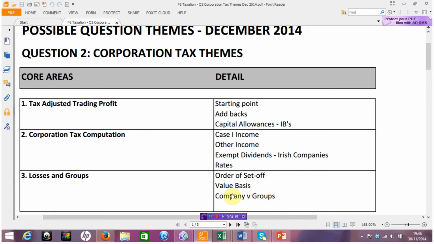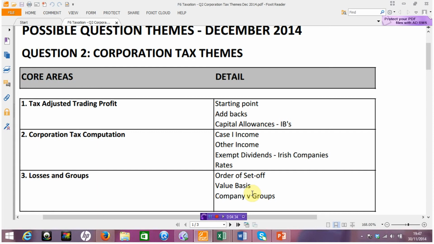And then the last point I've mentioned is this idea of groups. This whole area of groups, to a large extent, centers around the surrendering of losses, but there are also one or two other areas, perhaps a formation of a group and indeed capital gains groups, which doesn't tend to be examined in a computational sense too much.